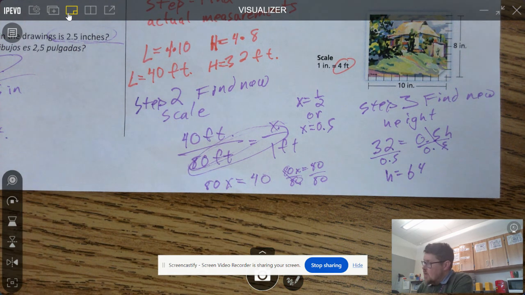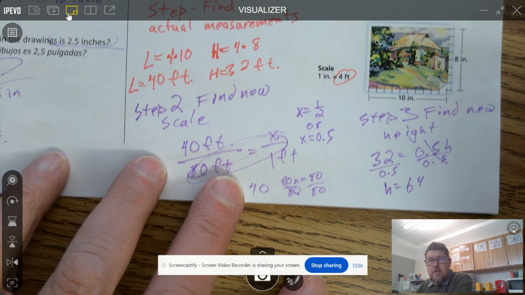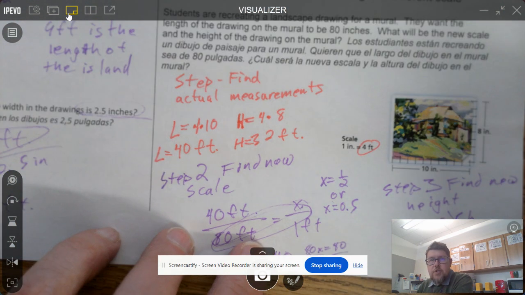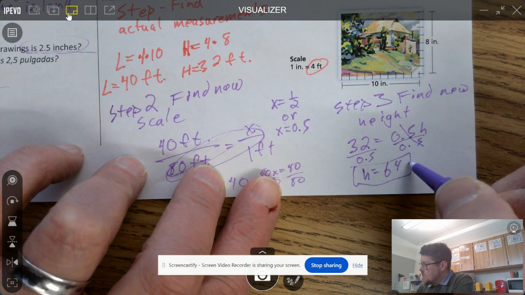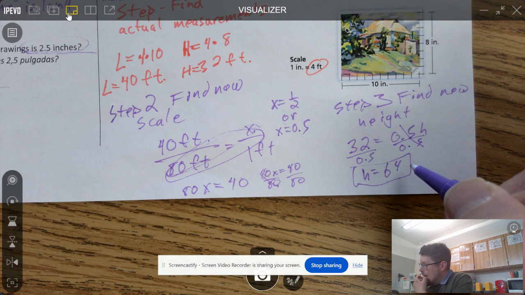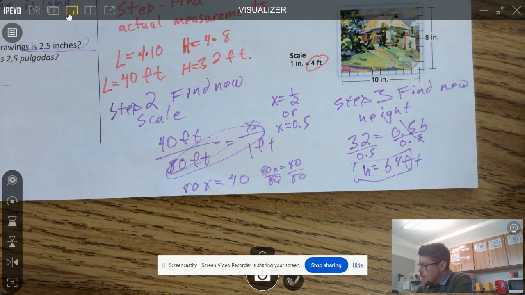Okay. And so then I'm running out of room here. What is it looking for? What will be the new scale and the height of the drawing, right? So the drawing height is 64 feet. Yeah. There you go. So your dimensions are going to be 80 by 64. So that's the idea. Okay. There you go.